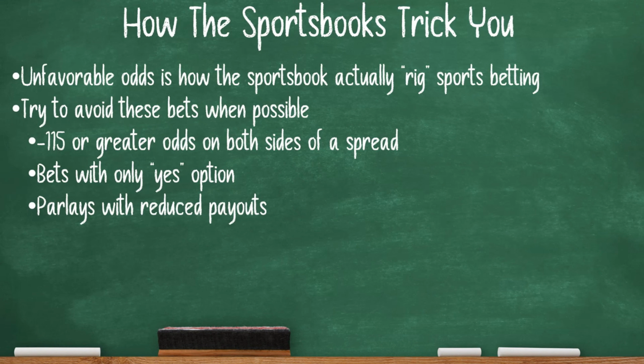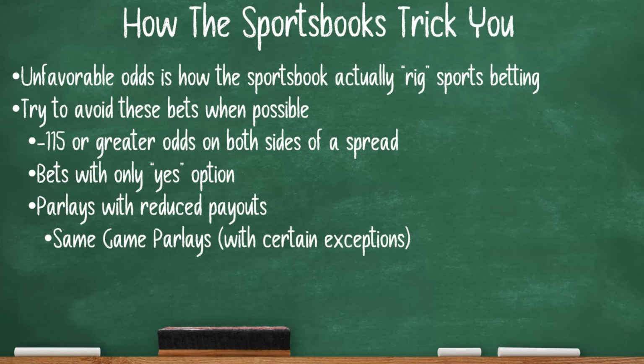Parlays with reduced payouts. You can Google parlay calculator and it'll give you the actual fair value of what a parlay should pay out based on the individual odds for each leg, or each bet is what we call it. And this happens a lot. Reduced payouts and bets with only yes options are notoriously found in same game parlays. So for the time being, unless you know more about parlays, and once we get to that lecture, we'll talk about how to make a good parlay and a bad parlay.